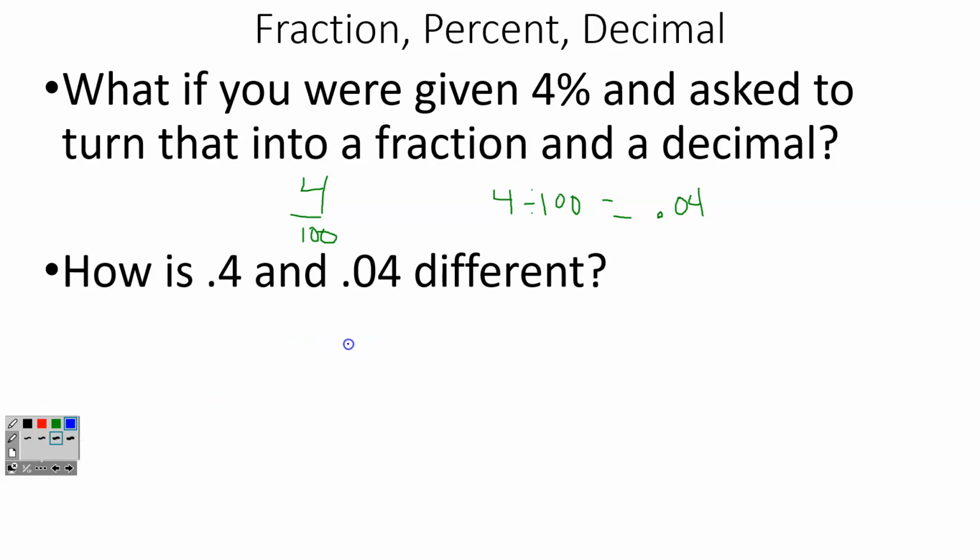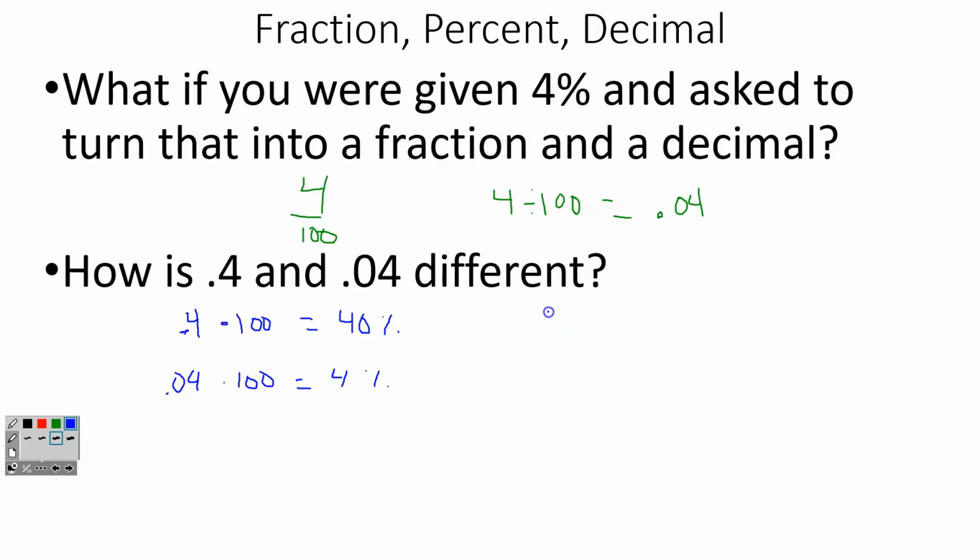So the next question, how are 0.4 and 0.04 different? This is something that students struggle with because of that decimal. A lot of times they will think 0.4 and 0.04 are the same, but they're really not. If I were to change 0.4 into a percent, I would multiply it by 100, and I get an answer of 40%. If I were to multiply 0.04 by 100, I would get an answer of 4%. So they are different in that sense.